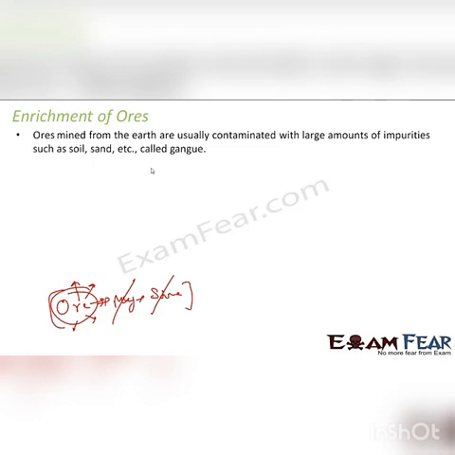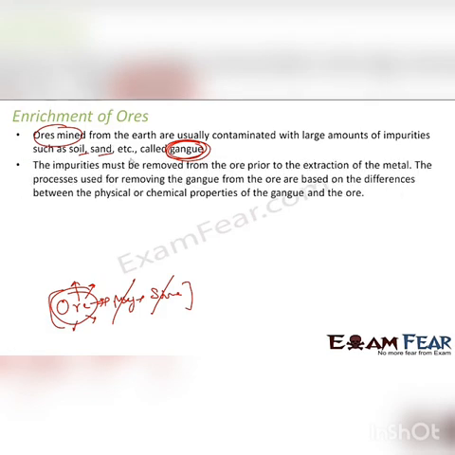If you see, the ores mined from the earth usually have impurities like soil and sand, and they are called gangue. Impurities in the ores are called gangue. So this has to be removed before we start the chemical process. Before we start the extraction of the metal, we remove this based on physical properties. For example, sometimes you crush the ore and then use a sieve to filter it, or sometimes you dissolve it in water, since the mud dissolves in water.